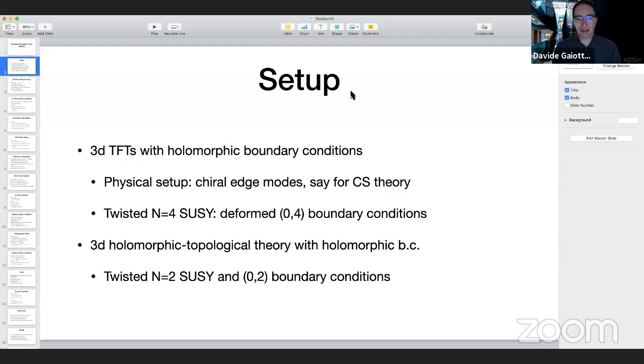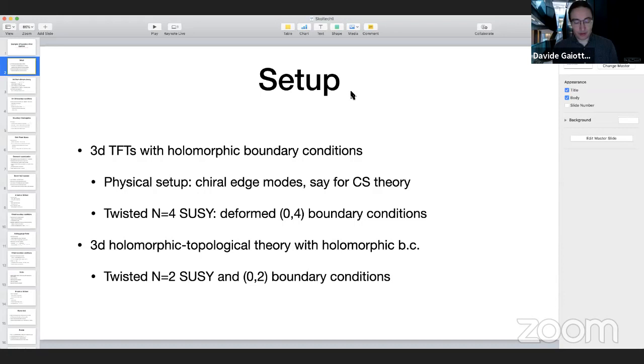This is a setup which is already quite familiar in real physics, meaning that whenever you have some gapped theory in three dimensions which has chiral edge modes, you find a situation like this, where you have some chiral degrees of freedom living only at the boundary. The prototypical example of this is three-dimensional Chern-Simons theory, which has boundary conditions which support typically something like a WZW model. More precisely, a given topological field theory might have a collection of holomorphic boundary conditions which support a variety of different chiral algebras. But all of these chiral algebras must have some common property.